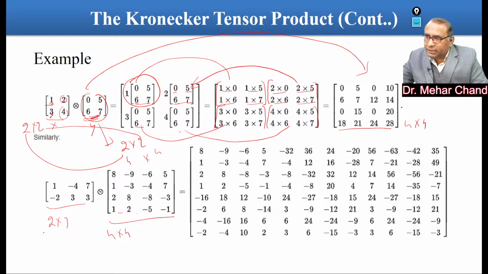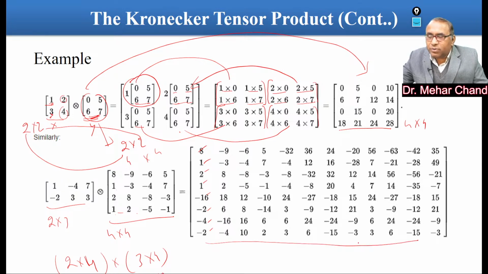So this will be 2 into 4 and 3 by 4. Okay, so it is 8 by 12. 1, 2, 3, 4, 5, 6, 7, 8. And in this way, there are 12 columns.